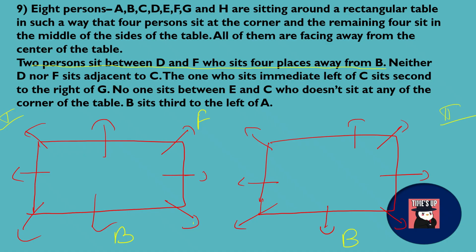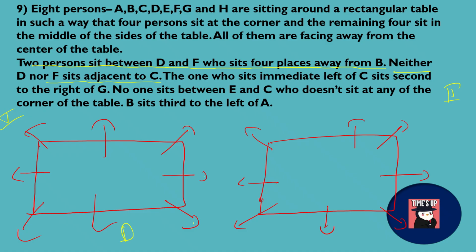Let me take it like this, second one. Neither D nor F sits adjacent to C. The one who sits immediate left of C sits second to the right of G. Two persons sit between D and F, they have said.